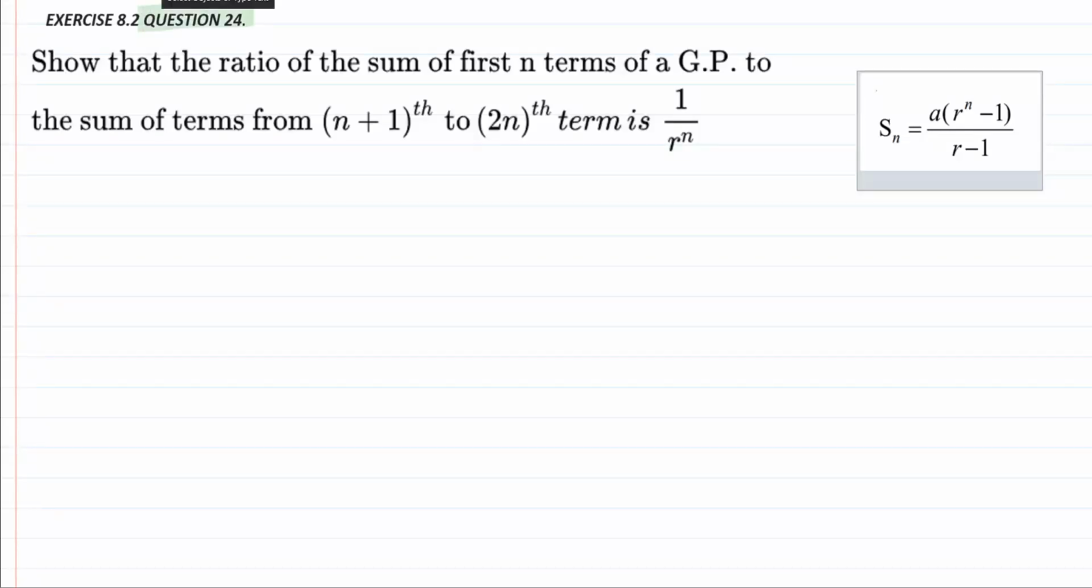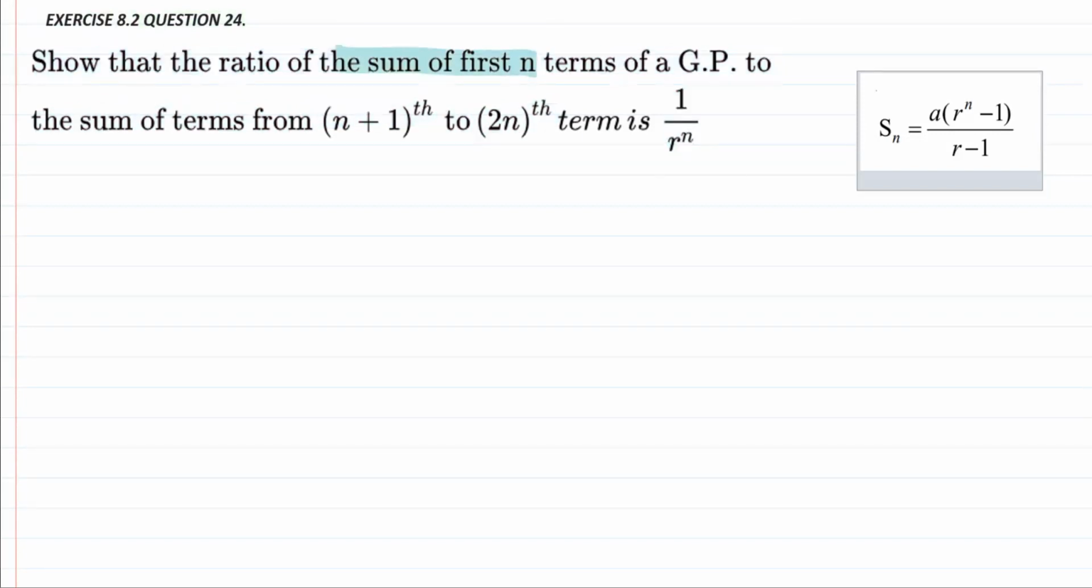In this video, we are doing question number 24, that is from exercise 8.2. The question says that show that the ratio of the sum of the first n terms of a GP to the sum of the terms from the n plus 1th term to the 2nth term is 1 over r to the power n.